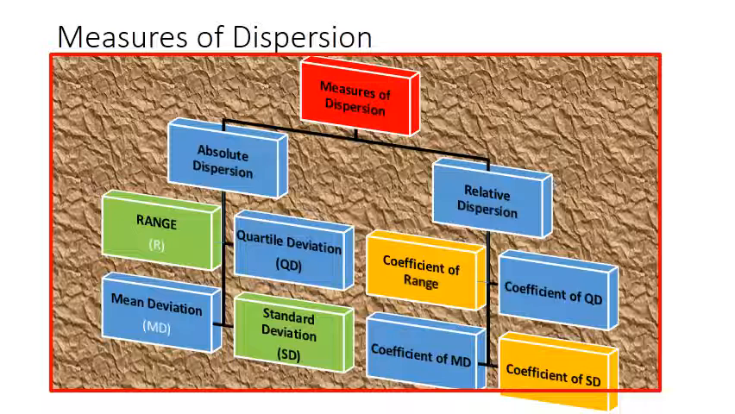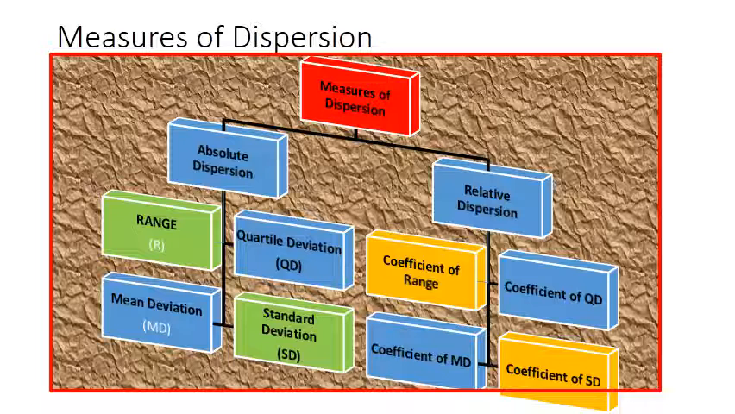The other measures, that is relative dispersion measures, are coefficient of range, coefficient of quartile deviation, and coefficient of mean deviation and standard deviation. So these are the measures. In your syllabus you do not have coefficient of range, coefficient of quartile deviation and coefficient of mean deviation.